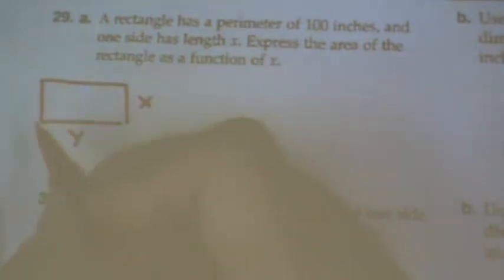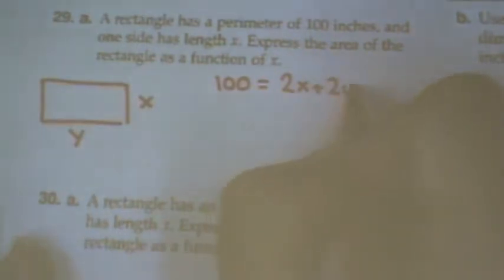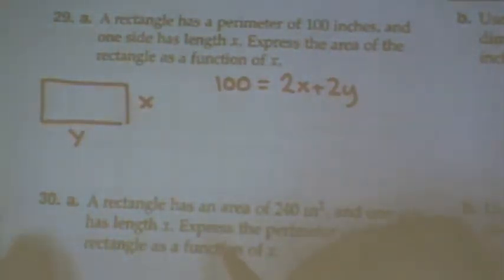So can you write an equation for this? The perimeter is 100. What does perimeter mean? Add the sides outside. Yep. 2y plus 2x. So the perimeter is 100. 2x plus 2y. Does everybody agree with that?